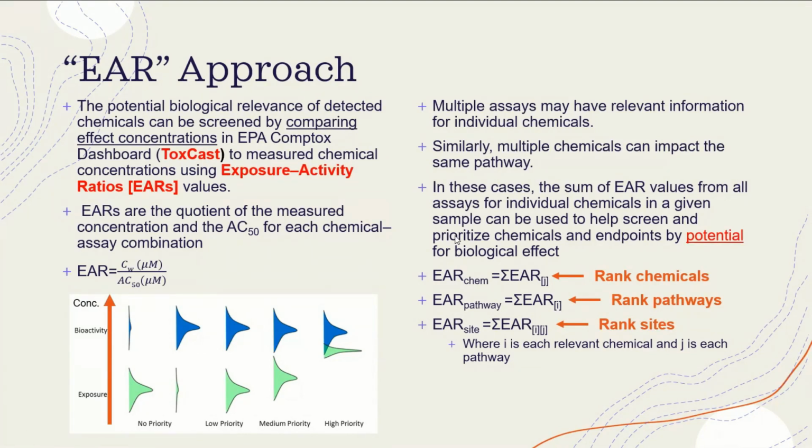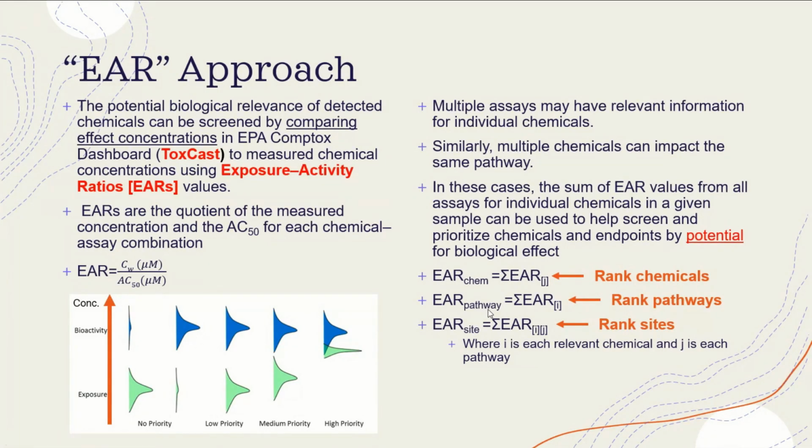So what we are looking at is actually the summation of these ERs. We could take all of the different ER ratios that are present for a chemical. Let's say it's interacting with 3 different molecular initiating events. We sum those together to get a way to rank chemicals. The higher the ER summation, the more risk it would be.